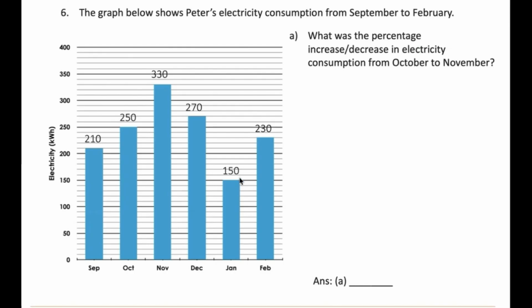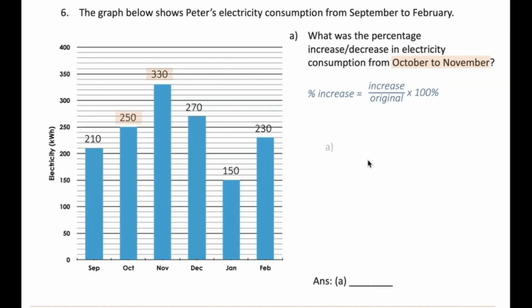Okay, you'll use it. Now, what was the percentage increase or decrease in electricity consumption from October to November? Let's look at this. From October to November, there's an increase, right? From consumption of 250 kilowatts to 330 kilowatts. So there is an increase. They want to know the percentage increase. Percentage increase will be equal to the increase, which is 330 minus 250, over the original.